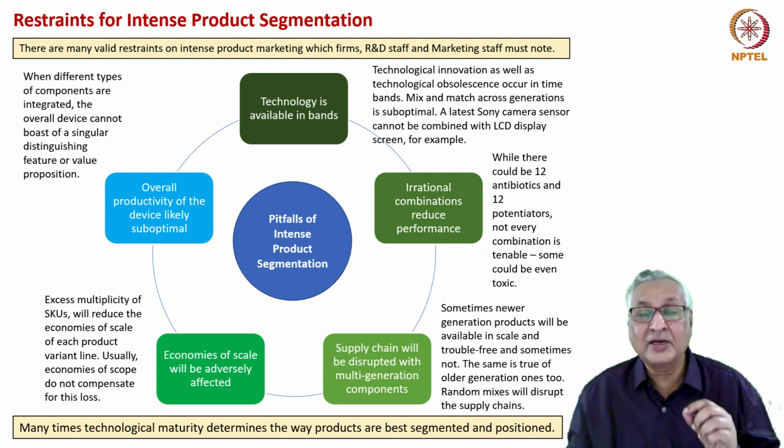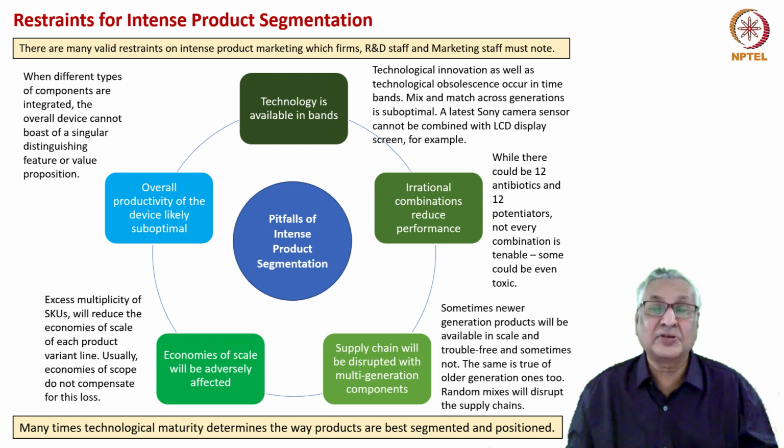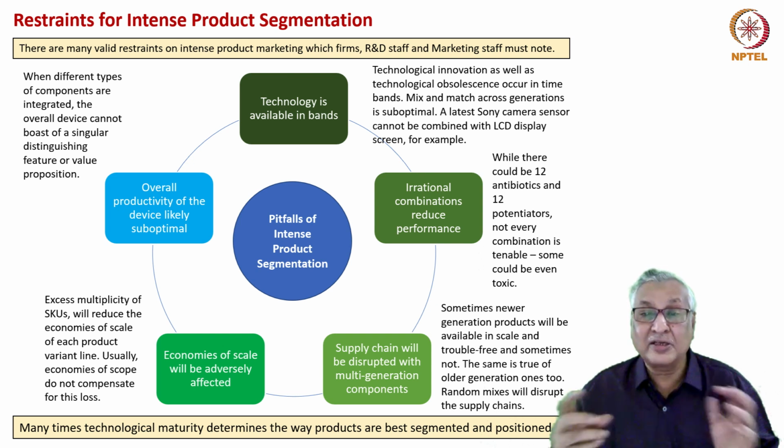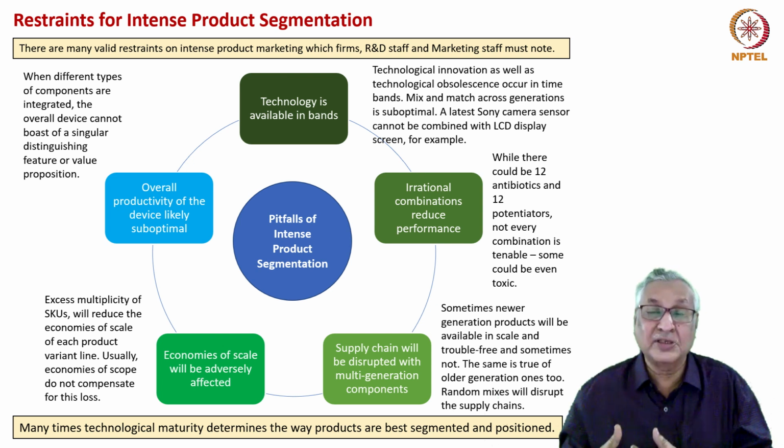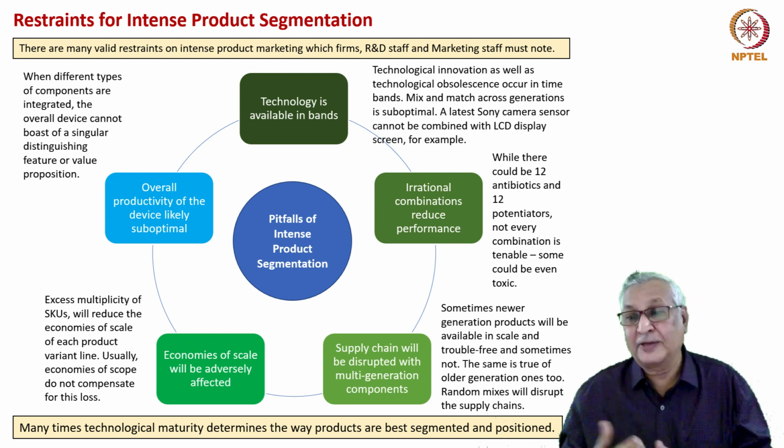That is, you can have the latest display, but you should not try to reduce the cost of the overall product by having a memory capability of the previous generation. That is, it makes no sense for a computer to have a 4 GB or 2 GB memory capacity but have all the other inputs at a greater level. So mix and match is suboptimal. A latest Sony camera sensor cannot be combined with an LCD display screen, for example, LCD display screen becoming an old kind of generational display.